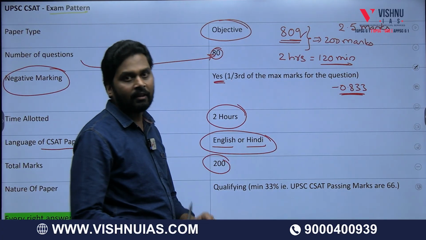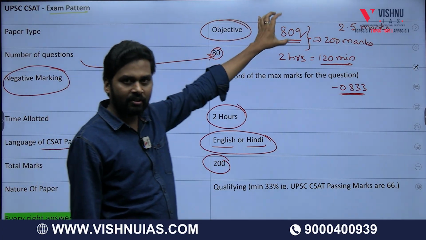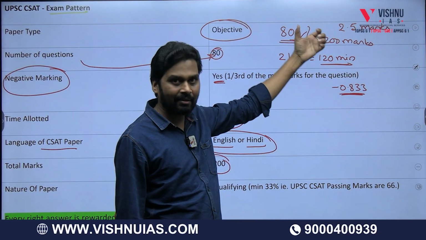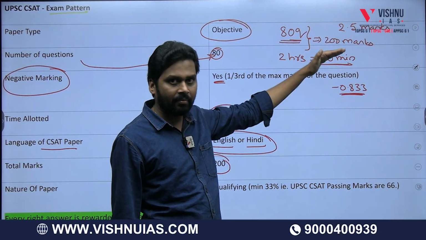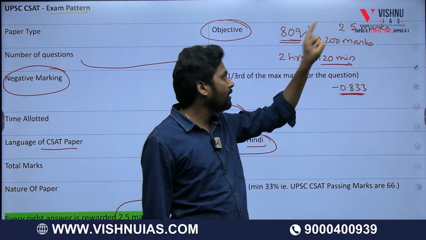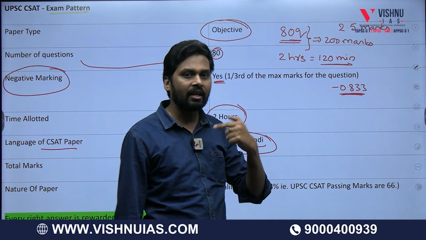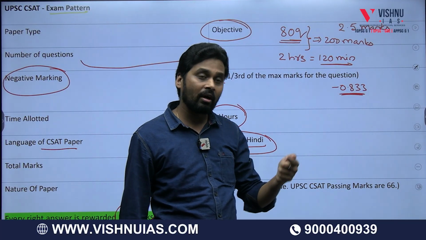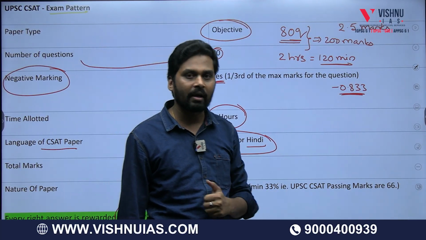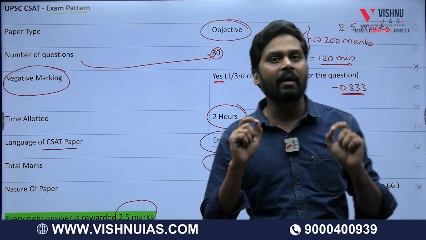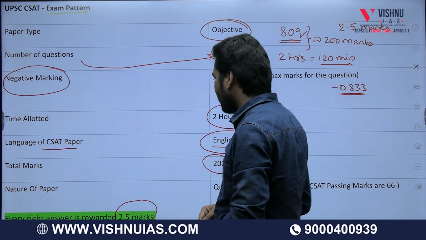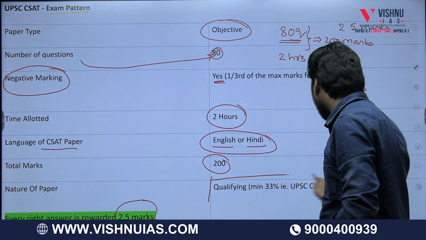Now I'll put it in simple words. We have 80 questions in the CSAT paper, the duration is 2 hours, that is 120 minutes, and the maximum marks are 200. For every right answer, you will get 2.5 marks, and for every wrong answer, you will lose 0.833 marks. Keep that in mind. And the most important point in this CSAT exam is that the nature of this paper is qualifying.